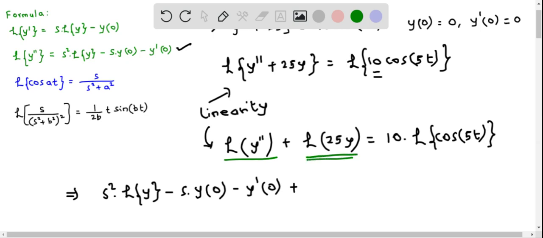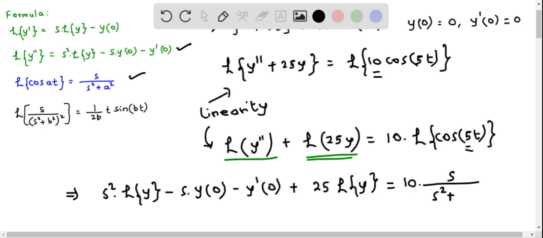Now let's find the Laplace transform of 25y. So I factor out the 25 and write down only the Laplace transform of y. And this equals 10 times... We can use this formula to find the Laplace transform of cos of at. So Laplace transform of cos of at is s divided by s squared plus a squared. Here we have a equals 5, so we can write this as s over s squared plus 5 squared.